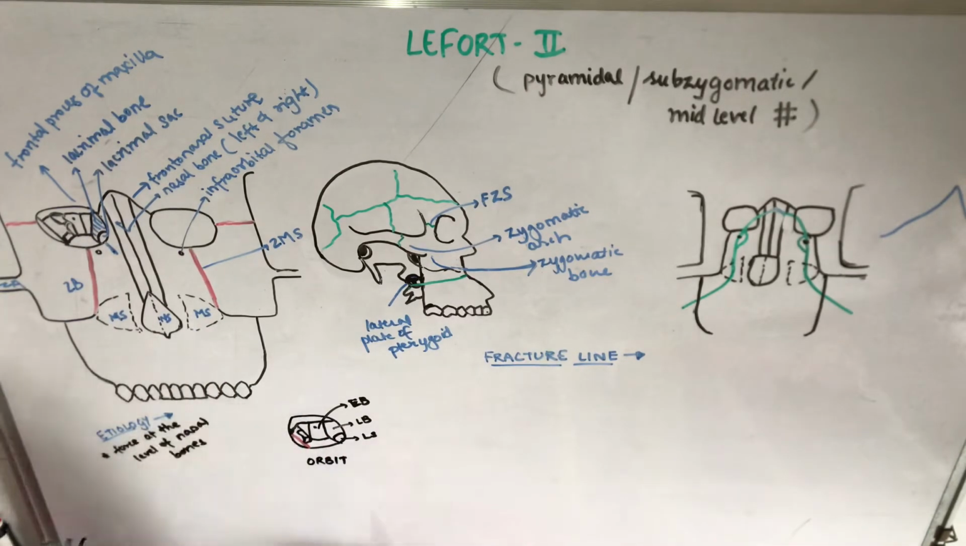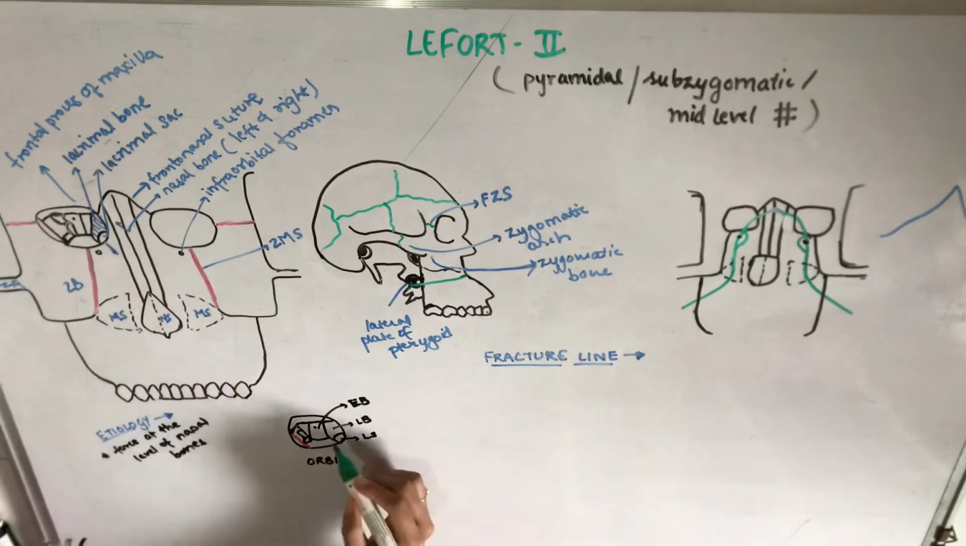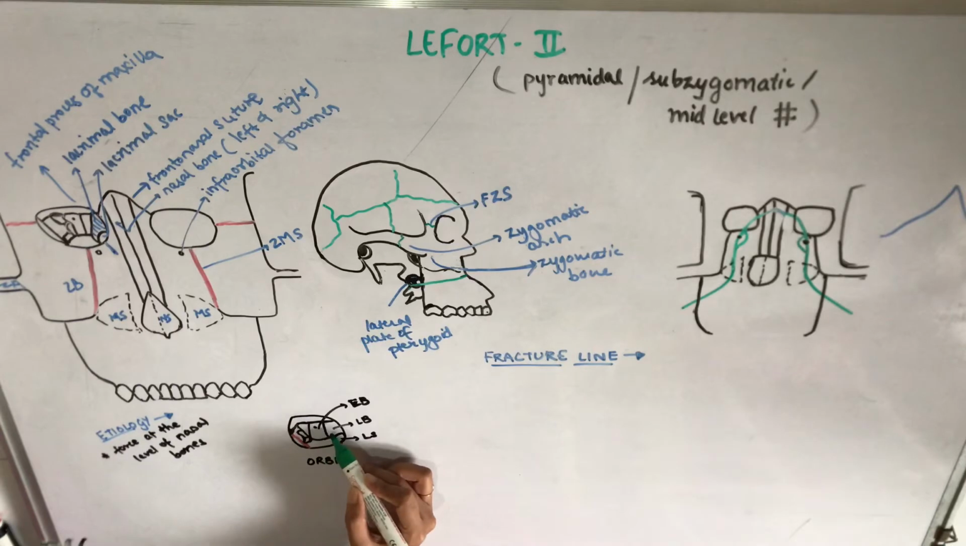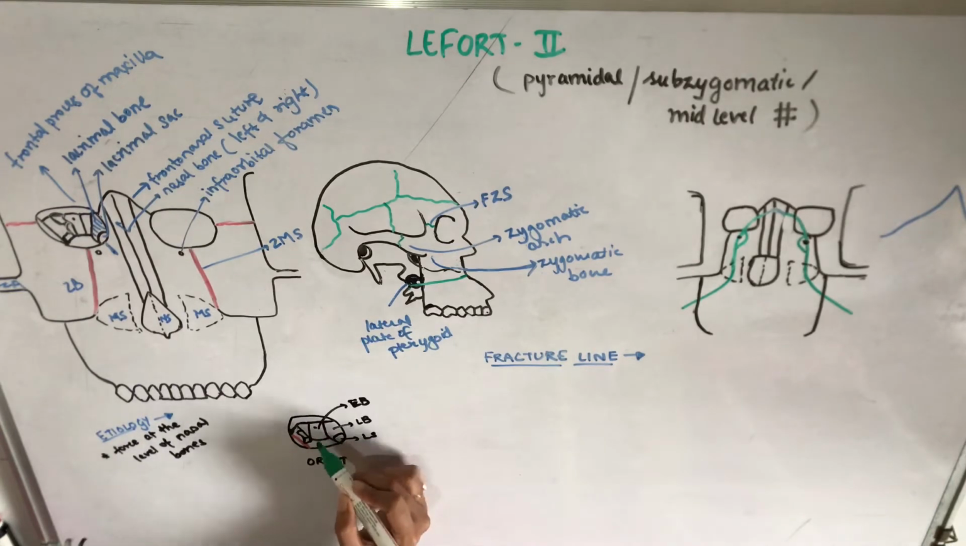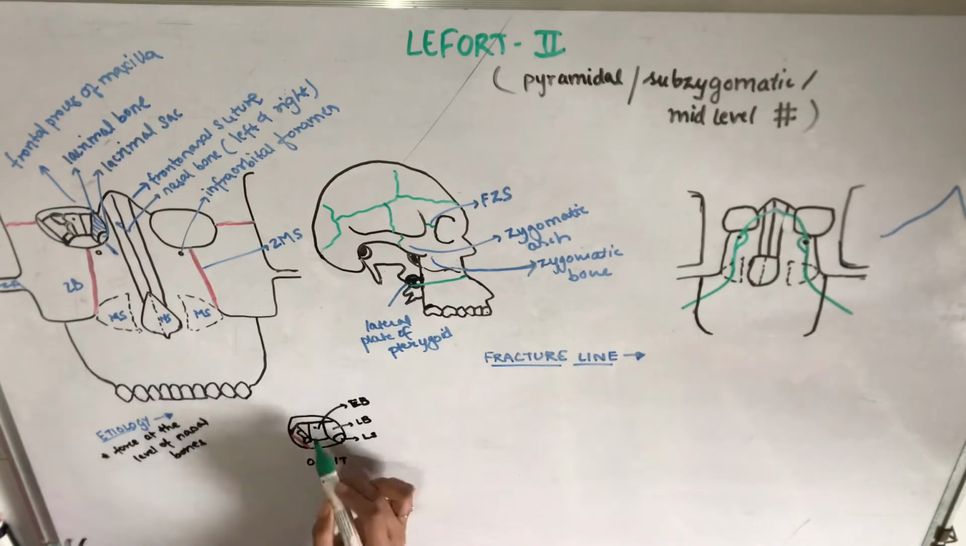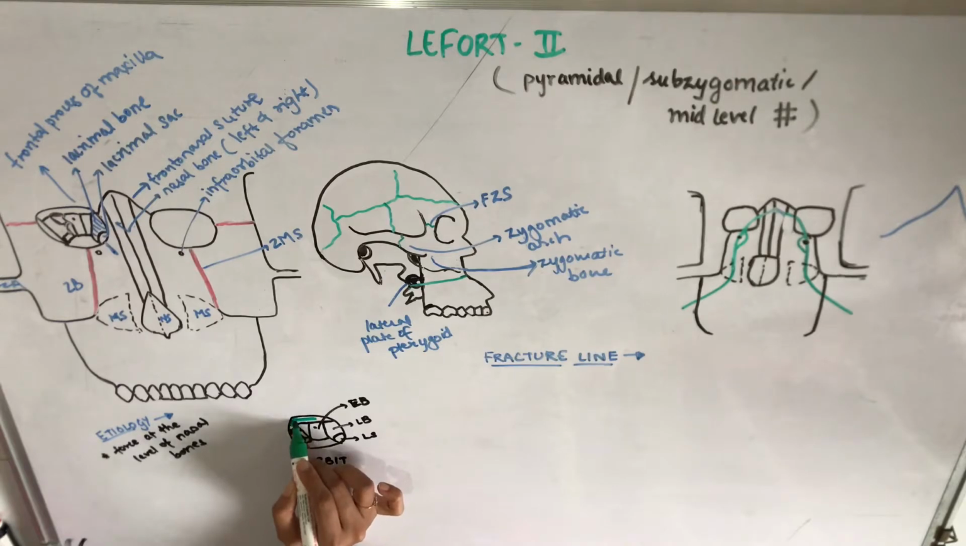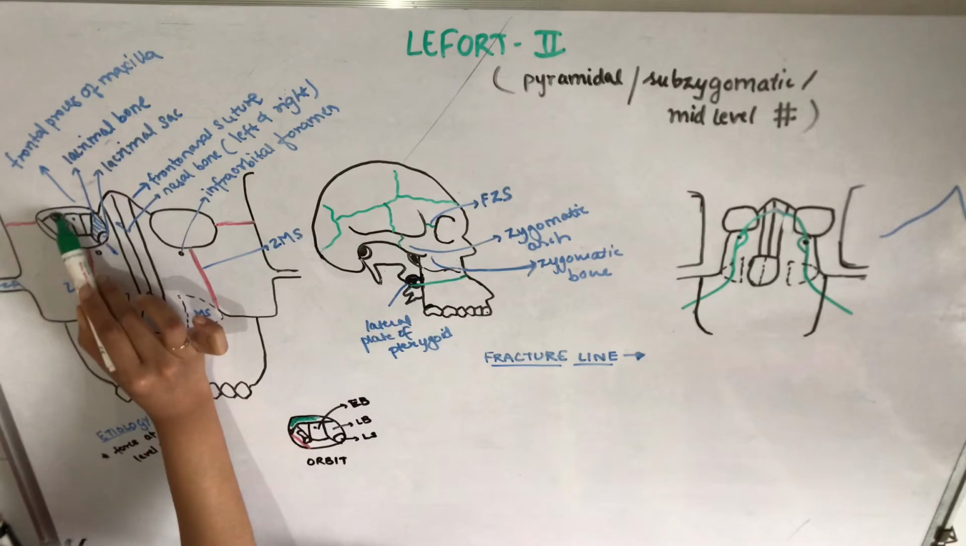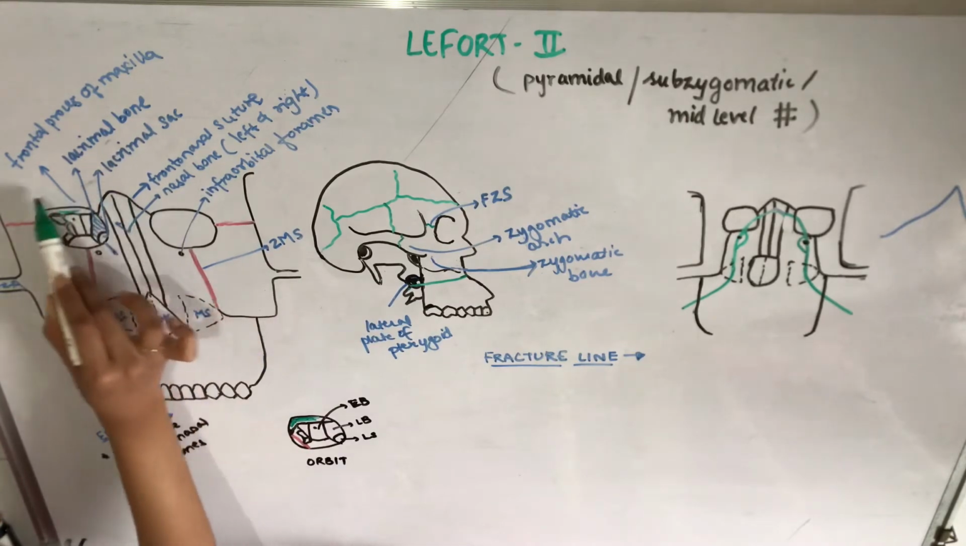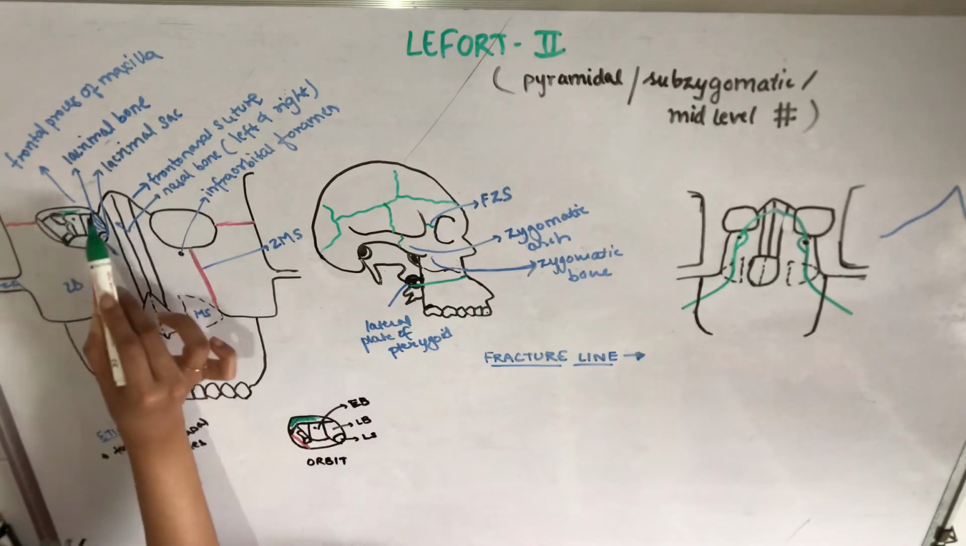This is the orbit, in which this is the lacrimal bone. Inside this lacrimal bone, this small space is the lacrimal sac. Adjacent to your lacrimal bone is the ethmoidal bone. In the ethmoidal bone you have this optic canal. This area is the orbital plate of the frontal bone, as your frontal bone is present over here.